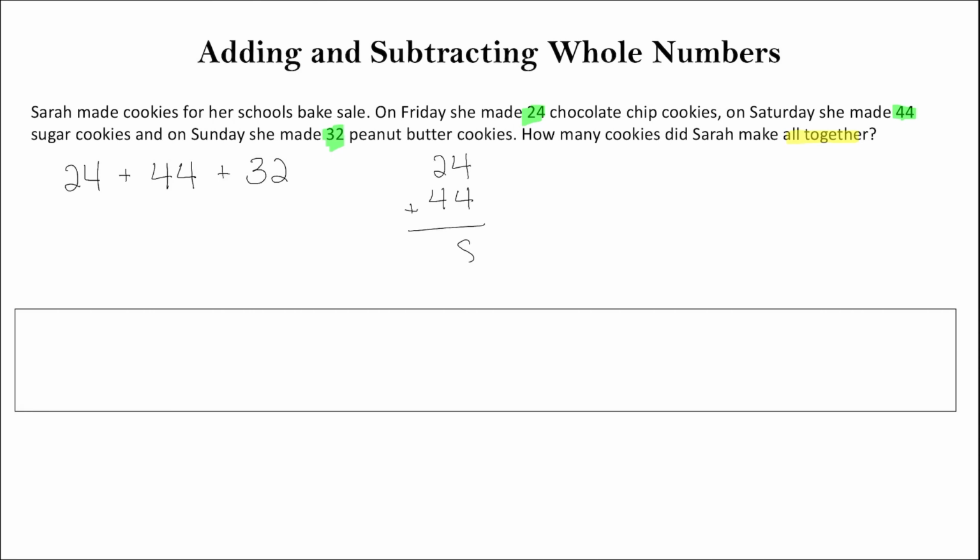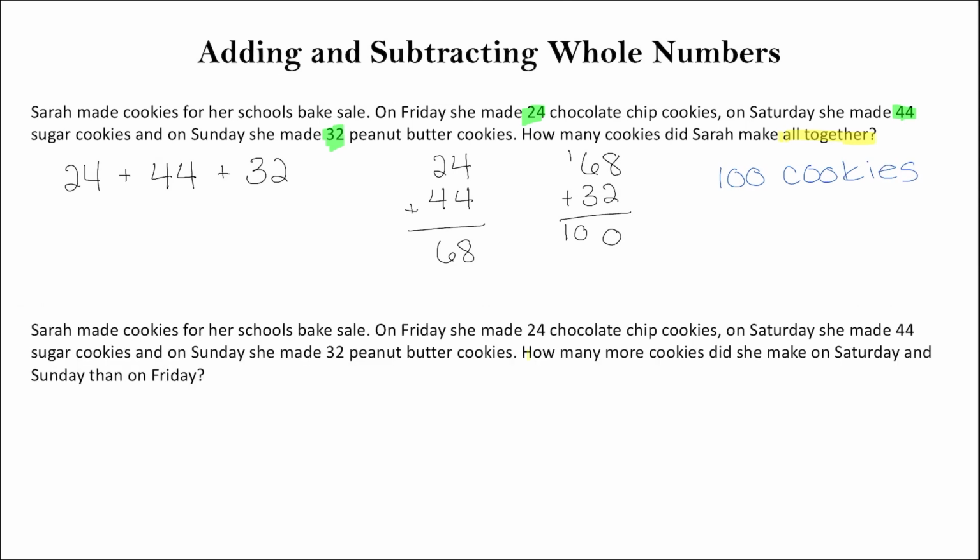4 plus 4 equals 8. And 2 plus 4 equals 6. So you have a sum of 68. Now add 68 to that last batch of cookies, which is 32. 8 plus 2 is 10. Bring over the 1. 6 plus 3 is 9, plus 1 is 10, giving us 100. Sarah made 100 cookies.